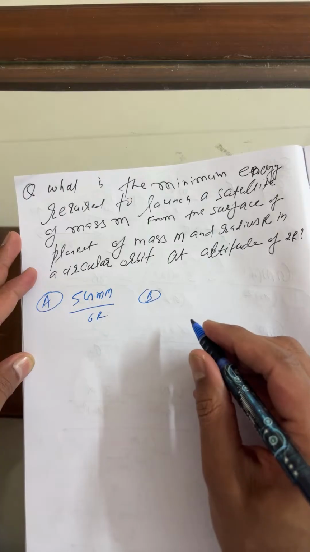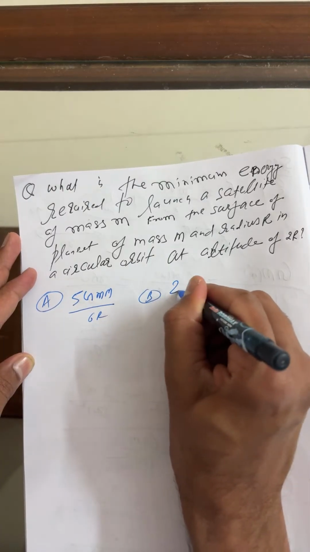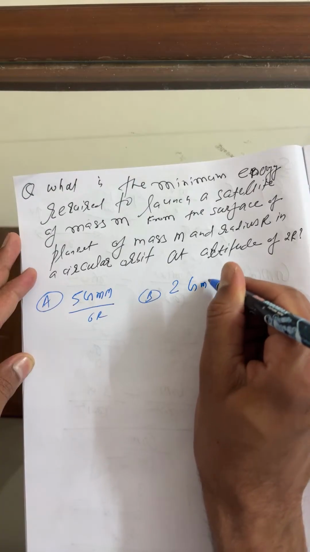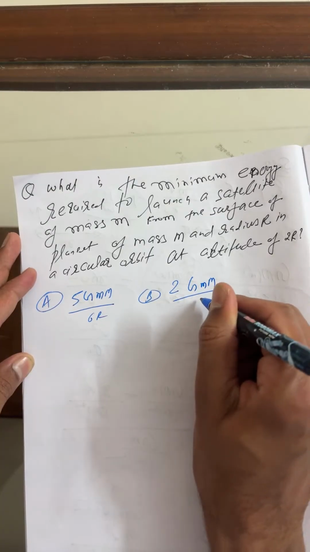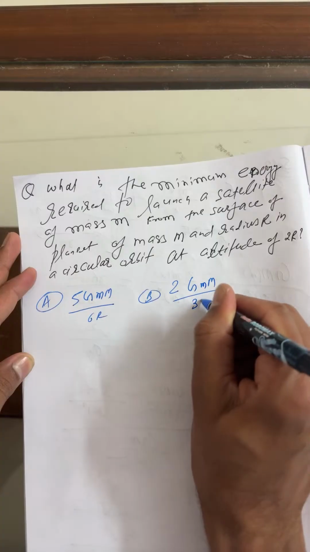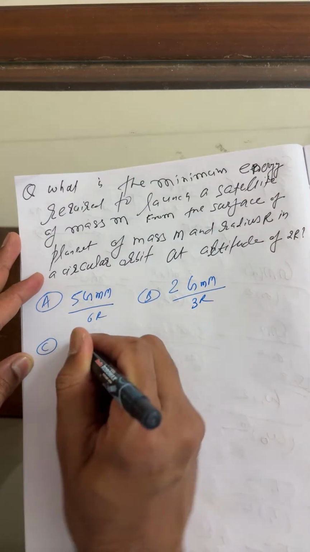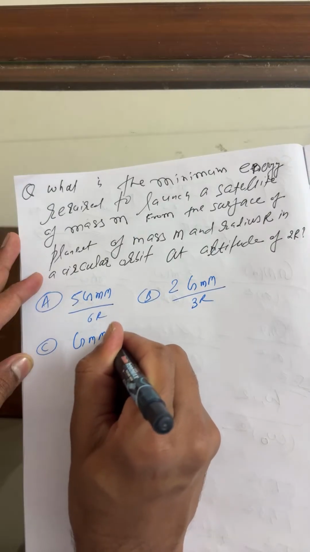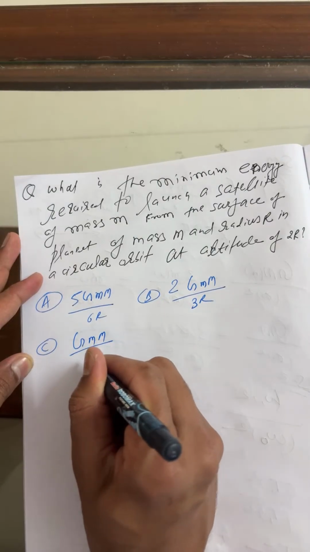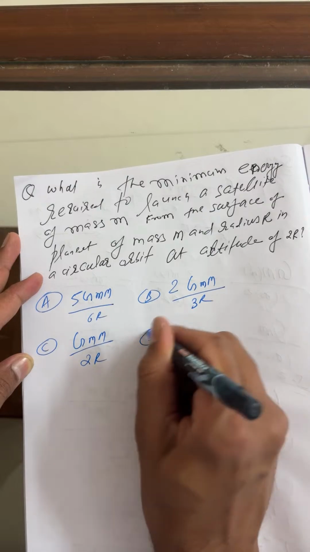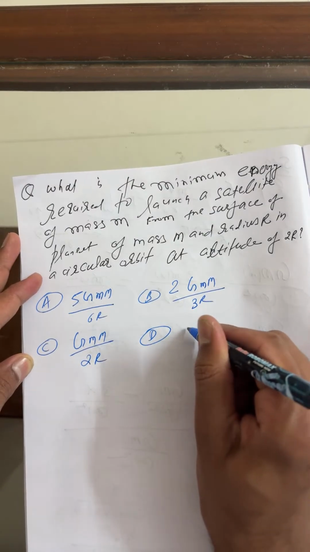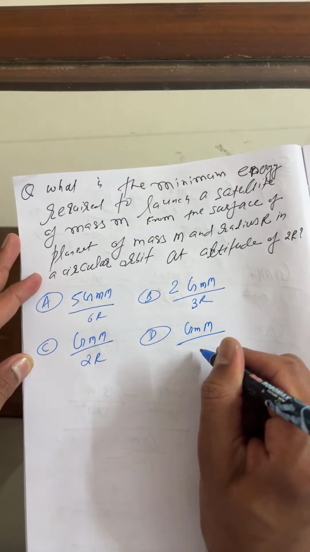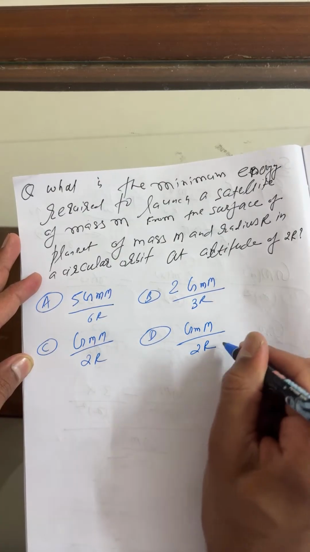Now, the options we are studying. Option B is twice G small m capital M upon G 3R. Option C is G small m capital M upon G 2R. And the last option is G small m capital M upon G 2R.